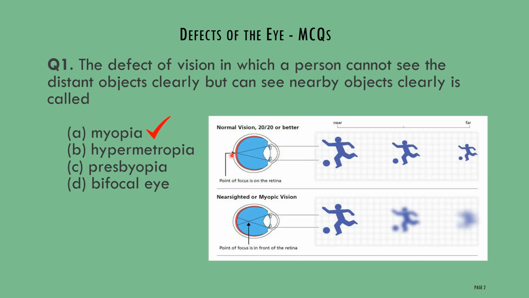The correct answer is myopia. You already discussed this in the last class. A person who is able to see the near object properly but not the far object properly, we call it myopia. Why does this happen? In myopia, the image forms before the retina, not exactly on the retina. Because of this defect, the person is not able to see the far object properly. Therefore, the correct answer is myopia.